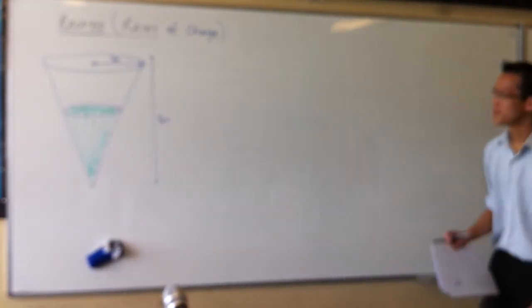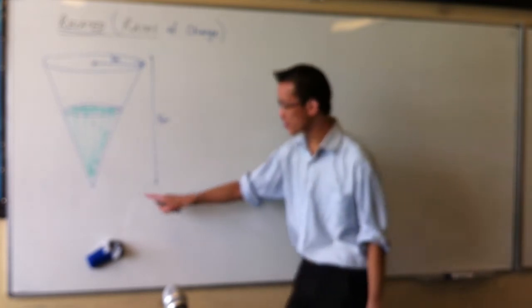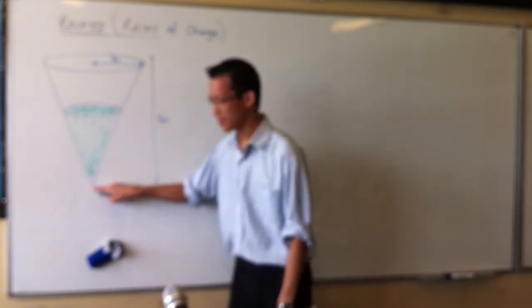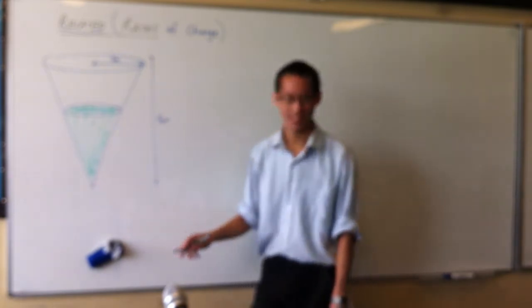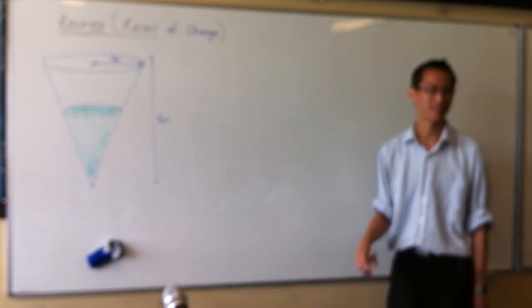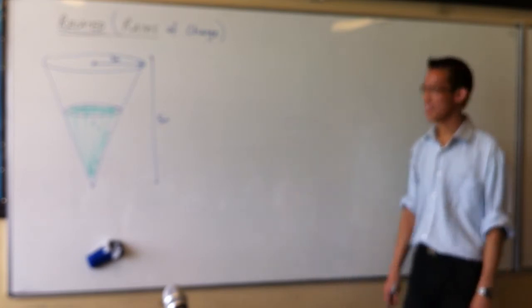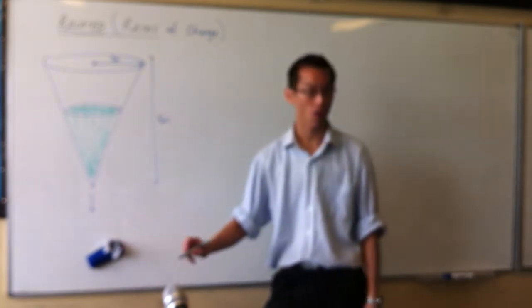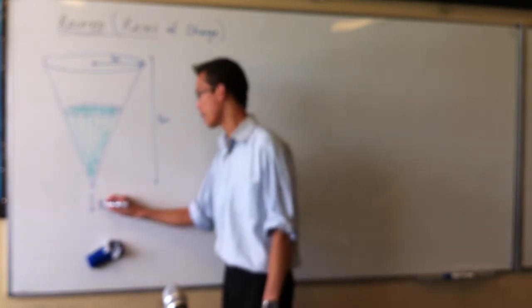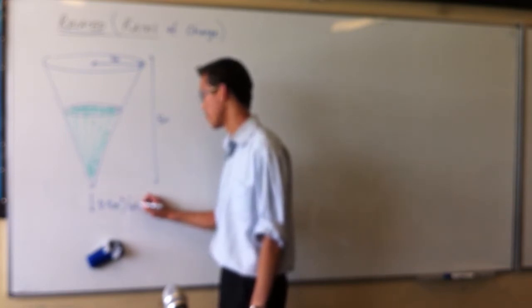Okay, so here's our cone, and it's actually got a hole at the bottom. A tiny point-sized hole, so it doesn't actually muck around with the dimensions of our cone, which is convenient. And so things are leaving the cone at a rate of 0.2 cubic meters every minute. That's what we got.